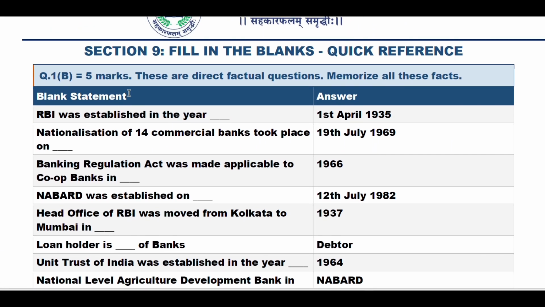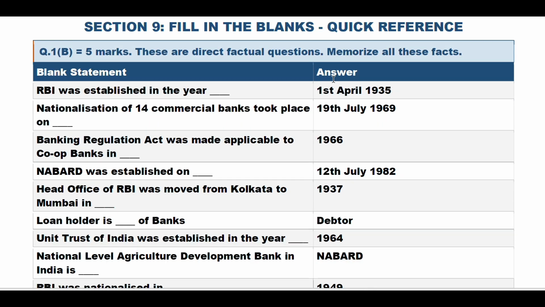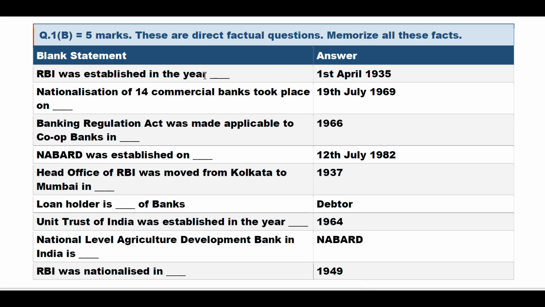Then section 9, fill in the blanks and quick responses. This question will be in question number 1B for 5 marks. These are direct factual questions, so memorize all these facts. So what will be the statements? Again, these are the repetitive statements asked so far, so you have to remember all of them.